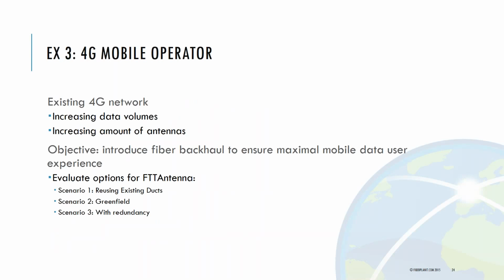There are some options which could be considered in this case. For example, you could consider reusing existing ducts from another operator, which would then represent a rental cost. Or you could deploy your own infrastructure, ducts and cables in a greenfield situation. And another scenario would be to answer the question: if we also introduce redundancy in the backhaul, so that there's a backup path in case of a failure, what would the extra cost be to do that?